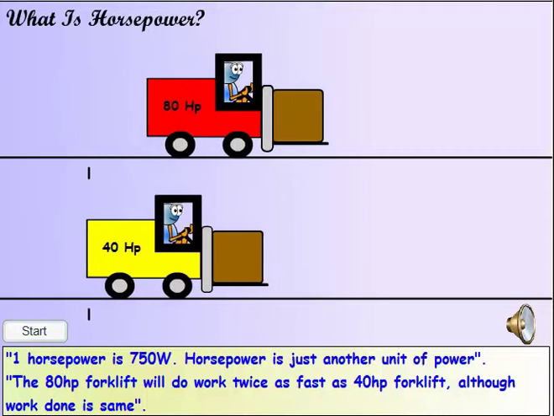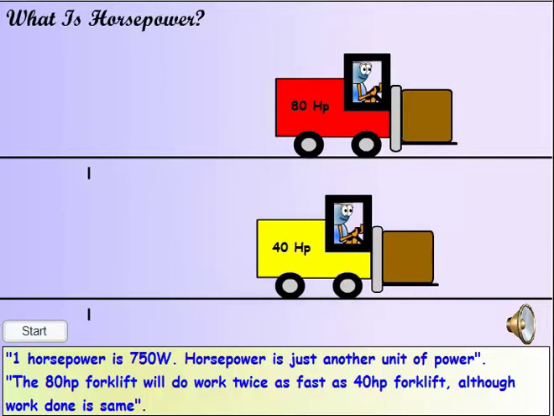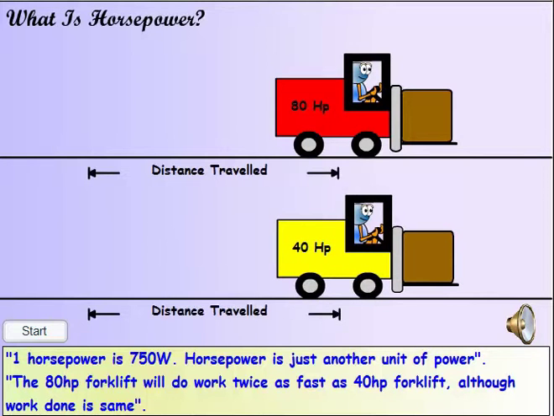A horsepower is another unit of measuring power. A horsepower is approximately 750 watts. Here you can see that the red forklift has twice the horsepower of the yellow forklift and hence can perform the same amount of work in half the time.